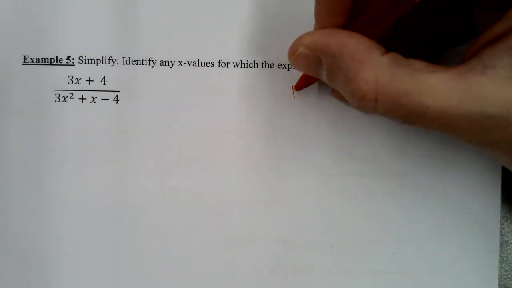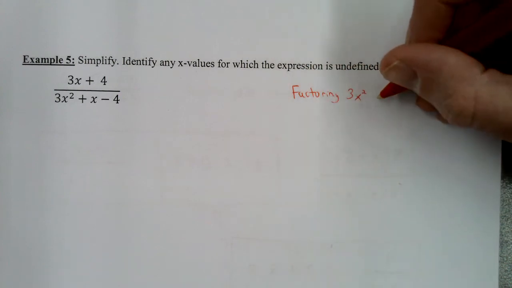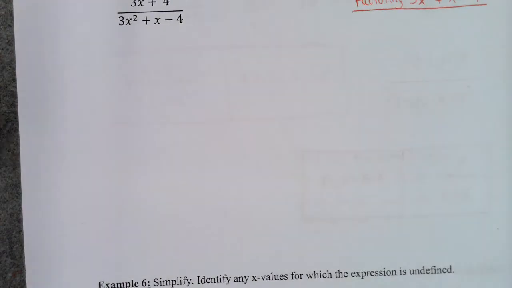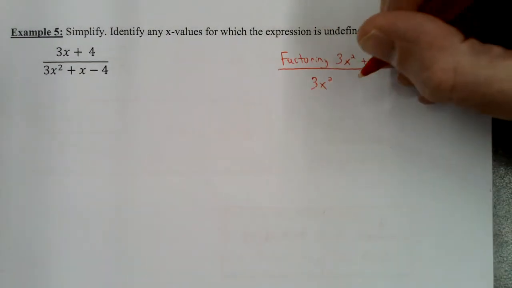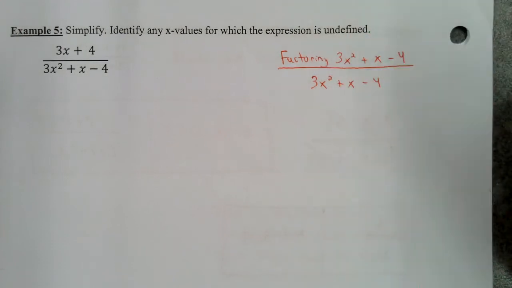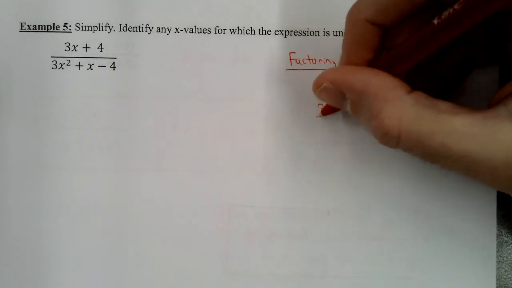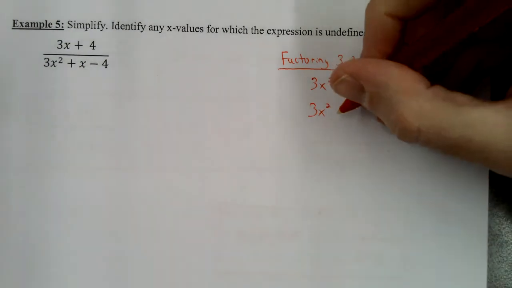I'll say factoring 3x squared plus x minus 4. So remember, when it's not 1x squared, you have to do the long factoring. First, you're going to do 3 times negative 4, which is negative 12. What multiplies to negative 12 and adds to the 1 in the middle? It'll be negative 3 and 4.